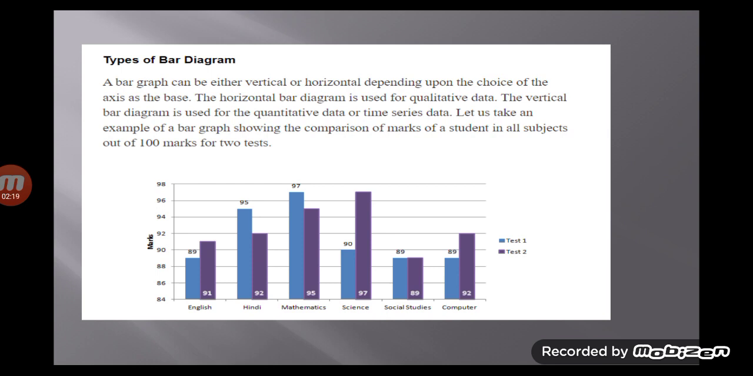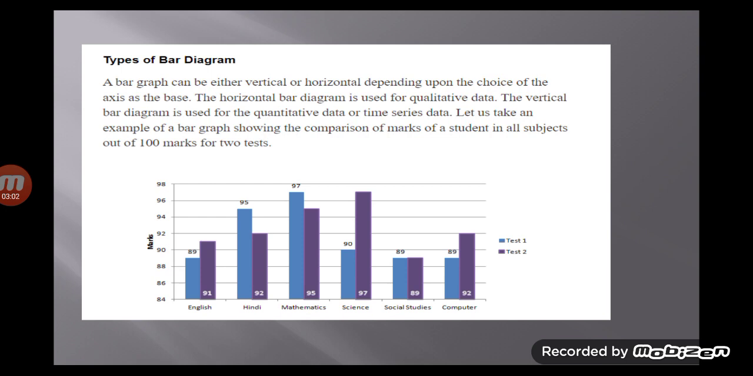In bar diagram itself, there are so many types. I already said simple bar diagram, subdivided bar diagram, multiple bar diagram. Here there is one example I have shown. Let's take an example of a bar graph showing the comparison of marks of a student in all subjects out of 100 marks for 2 tests. I have represented the marks in the y-axis and the subjects in the x-axis. There are 6 subjects: English, Hindi, Mathematics, Science, Social Studies, and Computer.